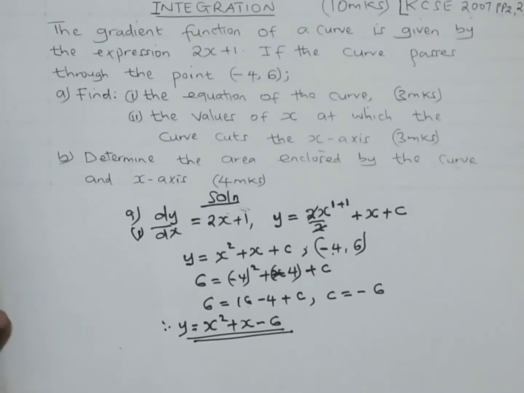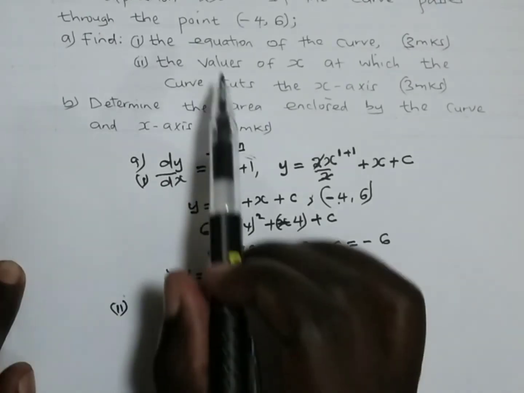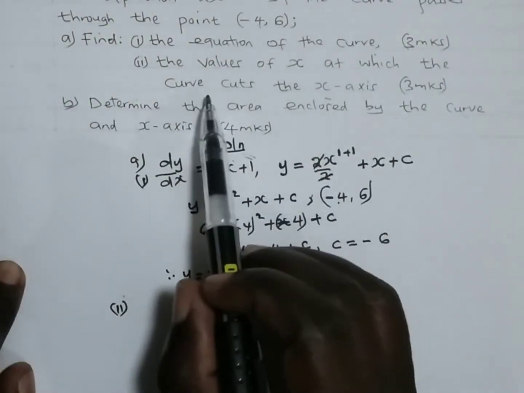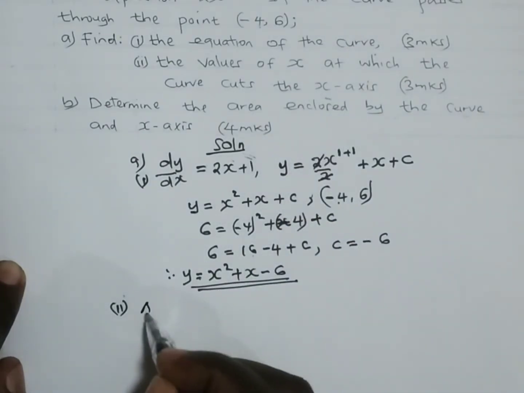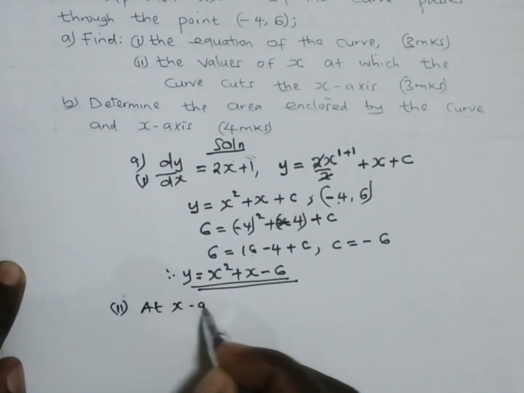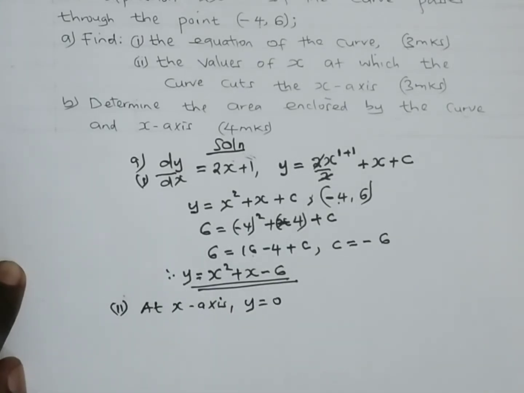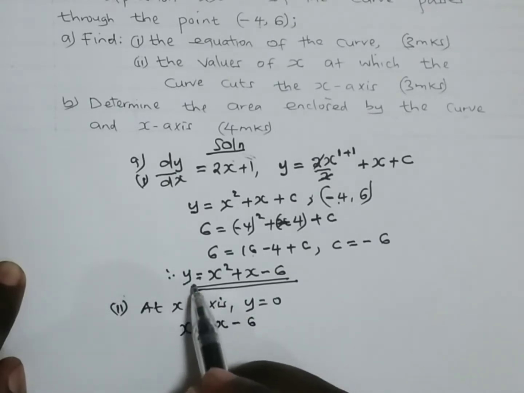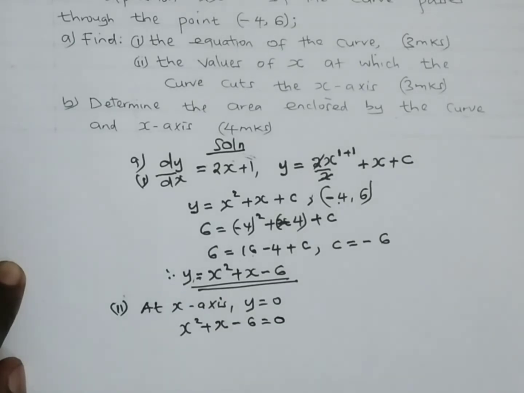We move down to Roman 2. The values of x at which the curve cuts the x-axis, and remember at the x-axis the value of y will always be 0. So we take the function x squared plus x minus 6, we equate to 0 because y at that particular point will be 0.